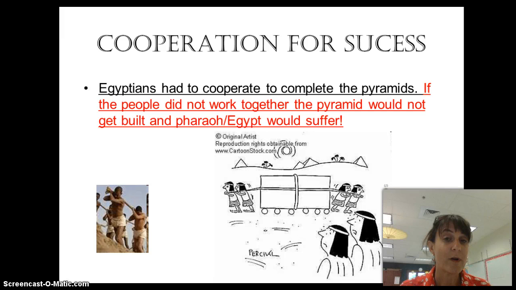The Egyptians needed to cooperate. Obviously, with 20,000 people working on these pyramids, it took a lot of manpower and a lot of time. And because the blocks were so heavy, if the people had not worked together, if they had not cooperated, the pyramids would not have been able to get built, and the pharaoh and Egypt would have suffered.